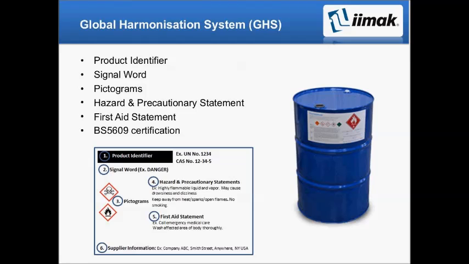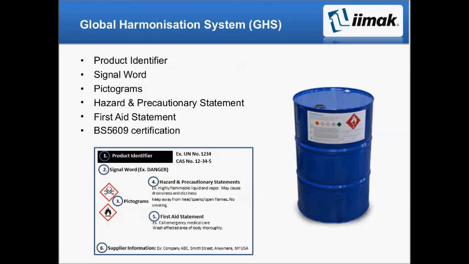A signal word is an alert to the severity of the hazard, for example, danger or warning. Pictograms are intended to quickly convey specific hazard information visually. The hazard and precautionary statement describes the nature of the hazard and provides measures to prevent adverse effects. A first aid statement provides emergency care information. Supplier information includes the name, address, and telephone number of the manufacturer or supplier.